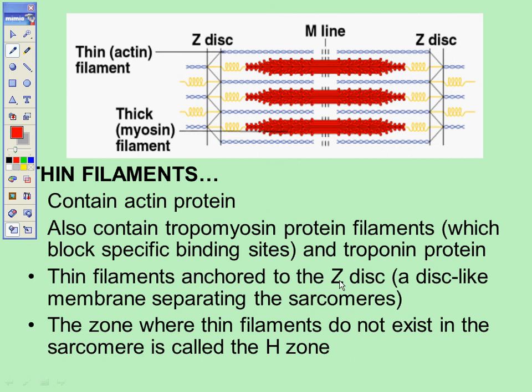And it says the zone where filaments do not exist in the sarcomere is called the H zone. So this is the H zone here, and this is where you have only myosin filaments, but you have a lack of actin filaments.